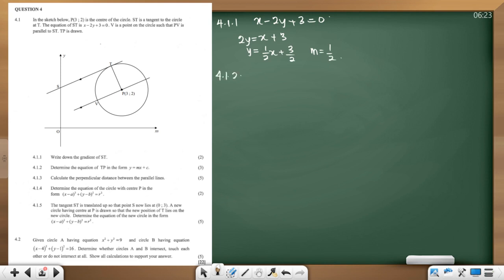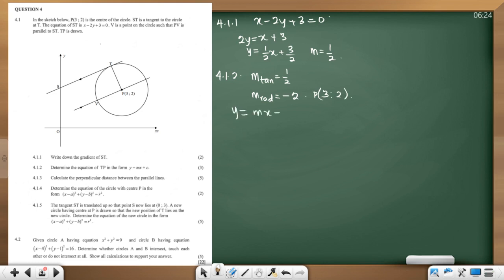4.1.2. Determine the equation of TP in the form y equals mx plus c. TP is a radius. We know our m tangent already, as a half. It means the m radius, change the sign, reciprocate, is -2. And we know a point on the radius, point P, which is (3; 2).